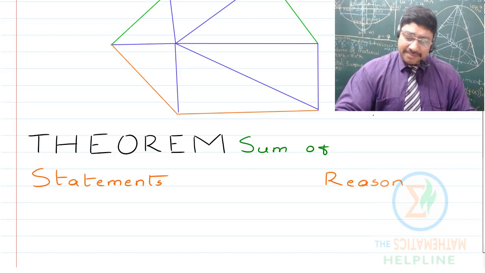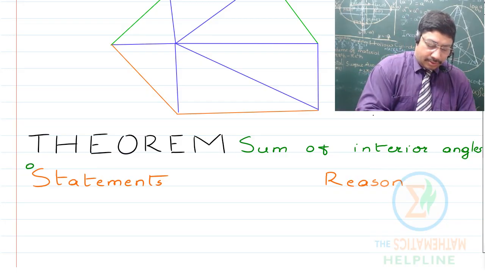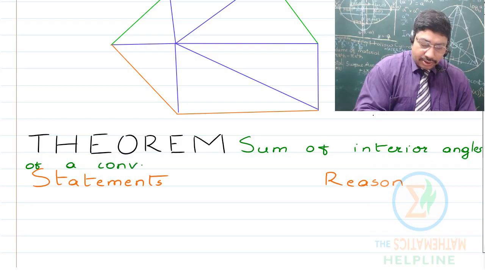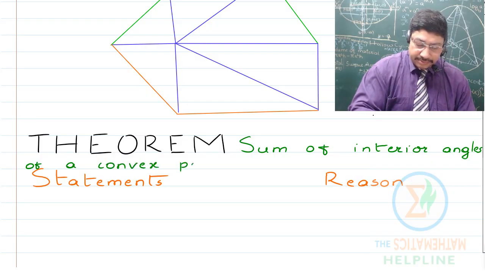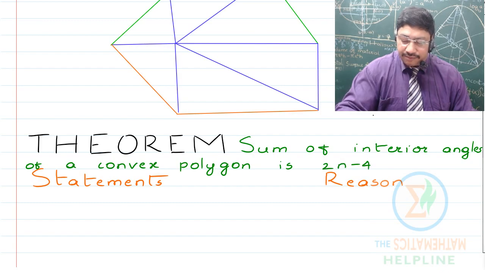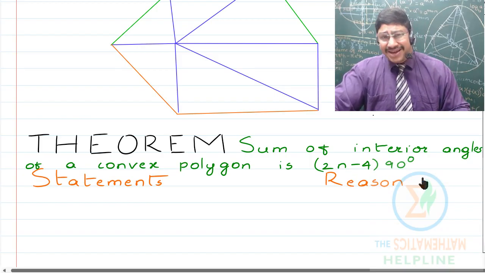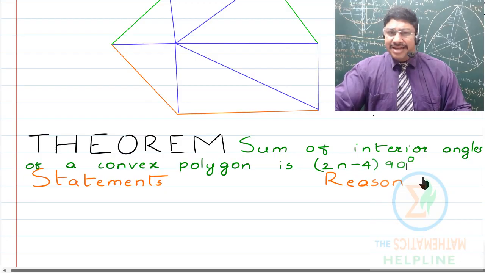Okay, so let's get back. Sum of interior angles of a convex polygon is 2n minus 4 times 90 degrees. Some people also say it this way, that it is 2n minus 4 times right angles, as every right angle is 90 degrees, so it means the same.